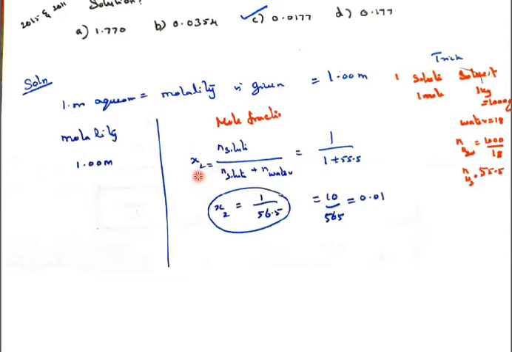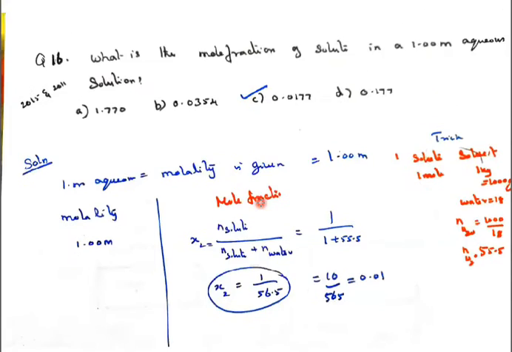The mole fraction is n solute divided by n solute plus n water. The n solute is 1 mole, since it is already given as 1 m aqueous. So it is 1 divided by 1 plus 55.5 for the water moles, which is 1 by 56.5. So we get approximately 0.01.